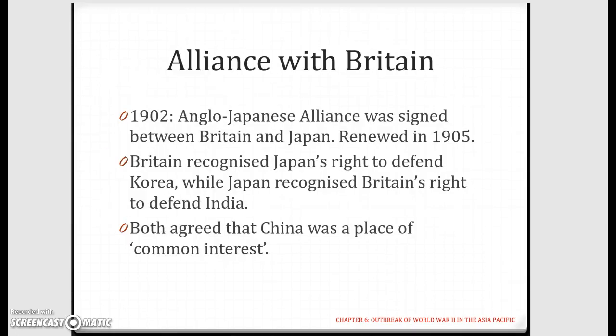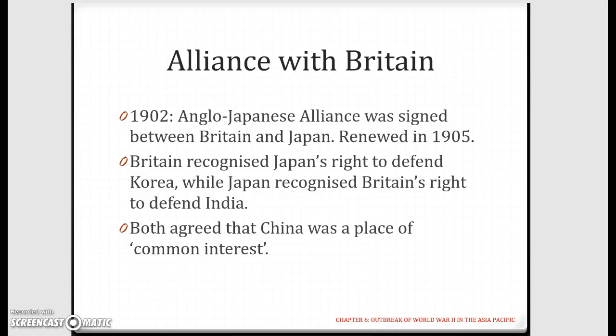So another European country will be thinking, hey, you're not too bad, come, let's sign an alliance. So the Anglo-Japanese Alliance was signed between Britain and Japan, and this was in 1902, before the war, but it was renewed after the Japanese defeated the Russians. So Britain recognized Japan's right to defend Korea, while Japan recognized Britain's right to defend India. India, by the way, if you have no idea, was also a former British colony. Yes, the really, really, really big India. Okay, so both agreed that China was a place of common interest.